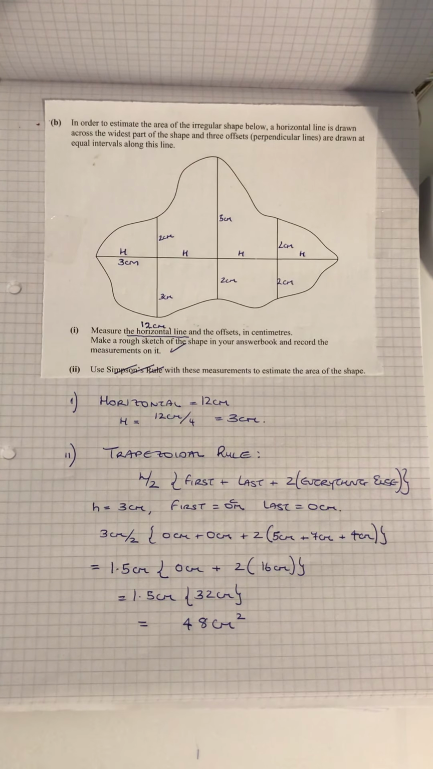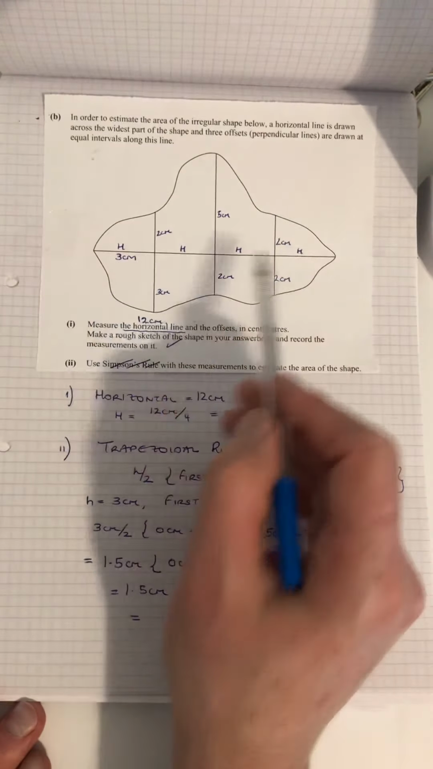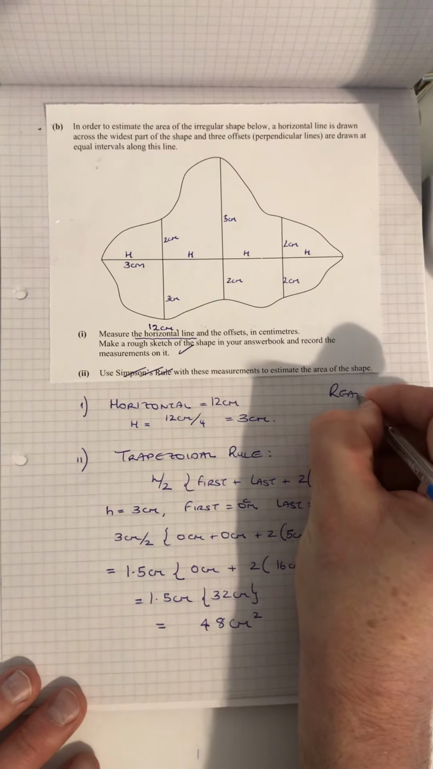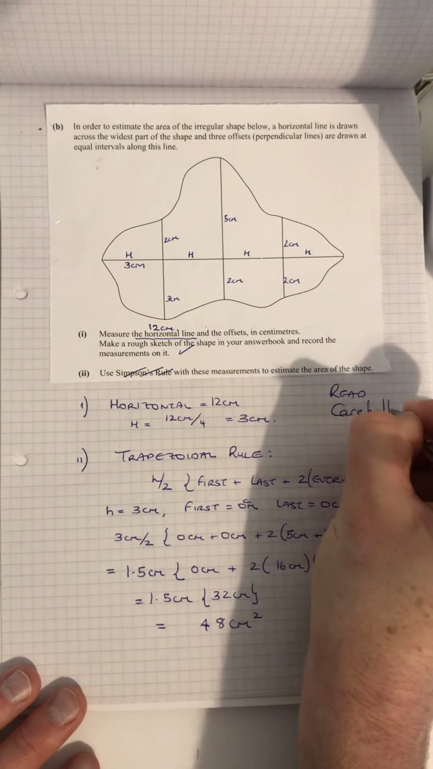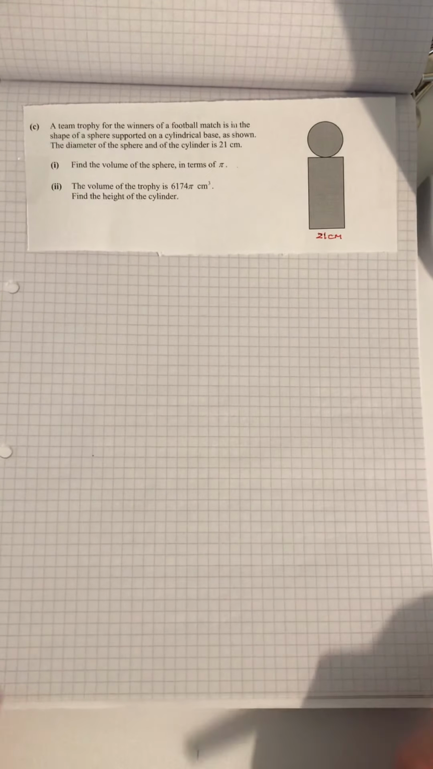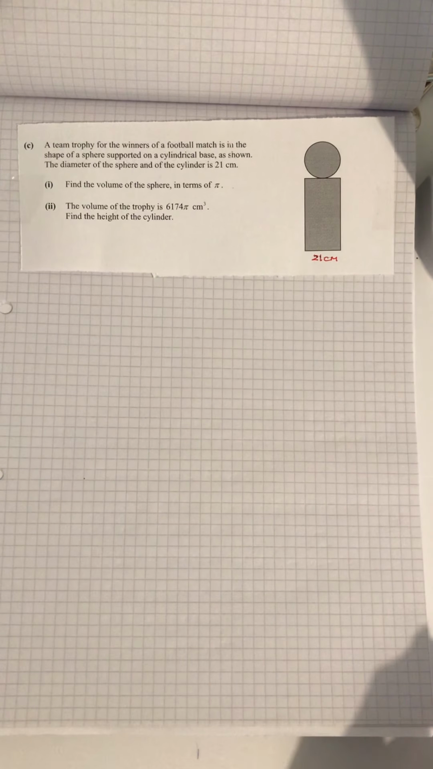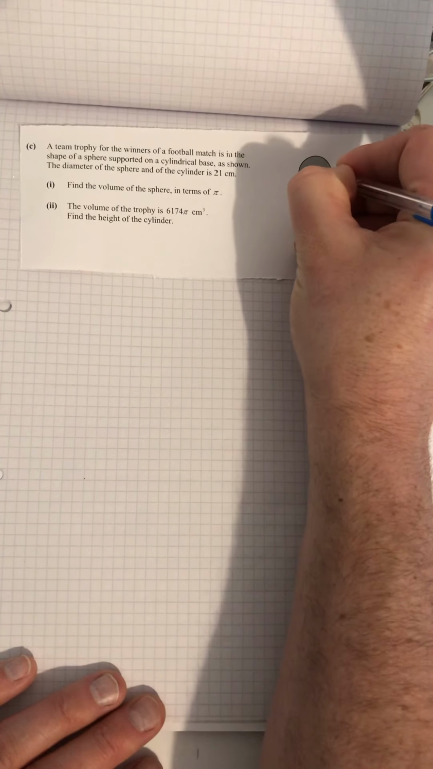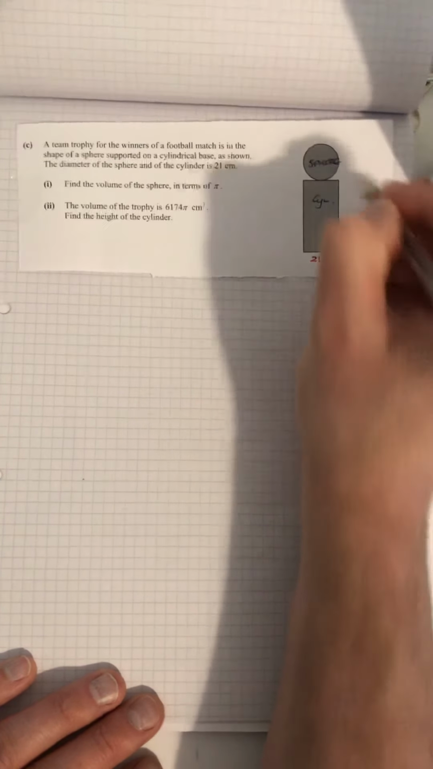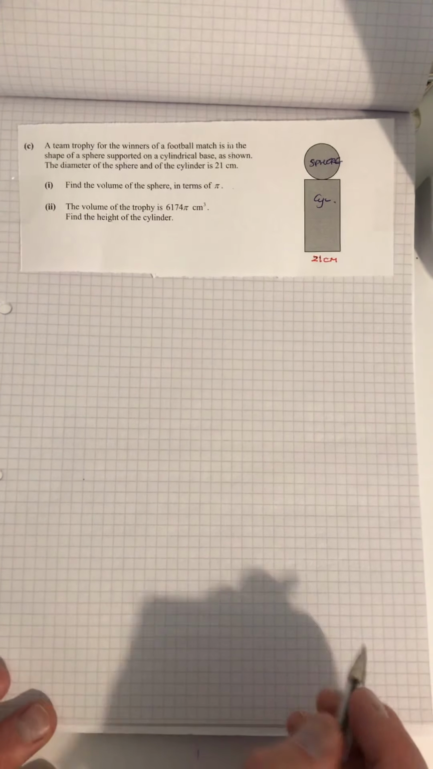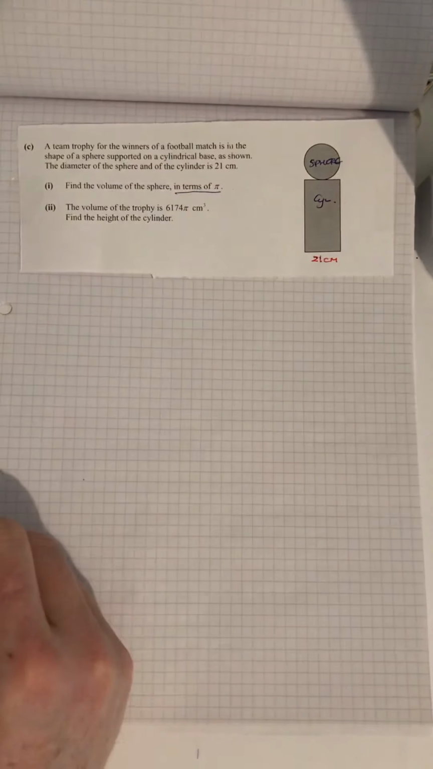Okay. Now you have to make these measurements up, so just be careful and read the question carefully. So read carefully. Okay, that's important there. For part C, a trophy for the winners of a football match is shown, and it's a sphere on top of a cylinder. So we have a sphere up here and we have a cylinder here. Okay, so we want to find the volume in terms of pi. So we're going to leave pi on its own.